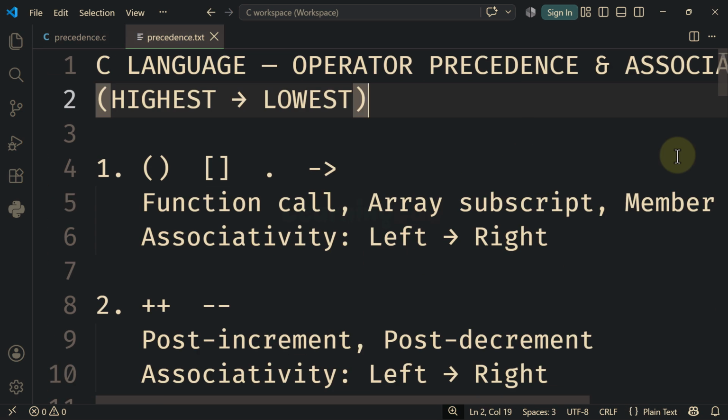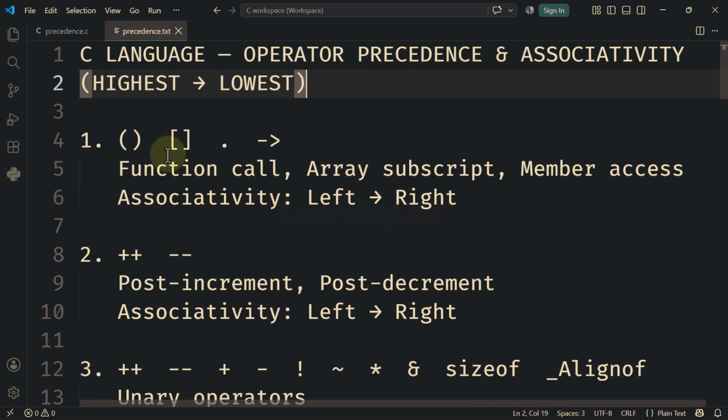The highest precedence or the topmost priority is for the parentheses, array subscript, dot and arrow operators. Here you can think of it like categories. These operators fall in the topmost category. All these operators that I'm highlighting here have the same priority or same precedence. We haven't talked about some of these operators in this C programming course yet, but we will do that later in this video series. So the topmost priority is for these operators.